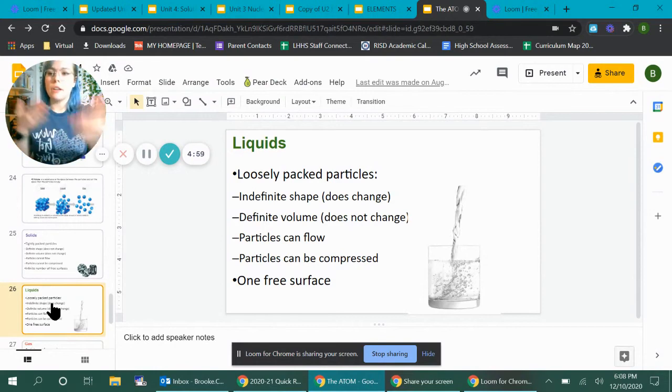Liquids. So liquids are kind of moving past each other a little more. We have a little more movement happening. They have an indefinite shape. I can put this in another container and it would take a different shape. However, they do have a definite volume, and it can be compressed.